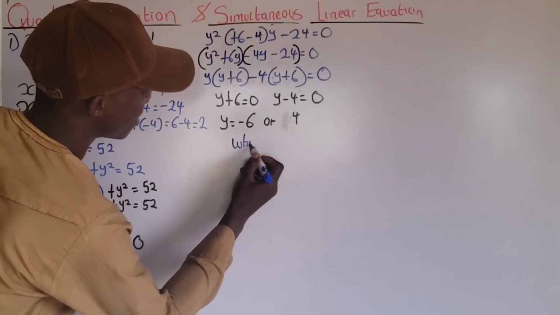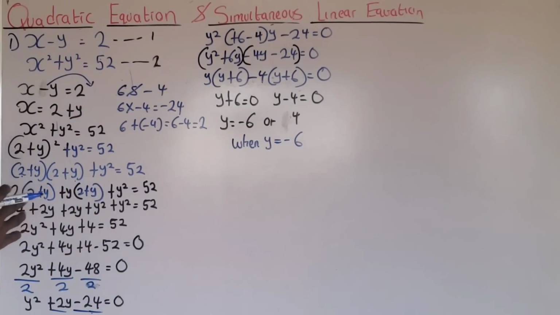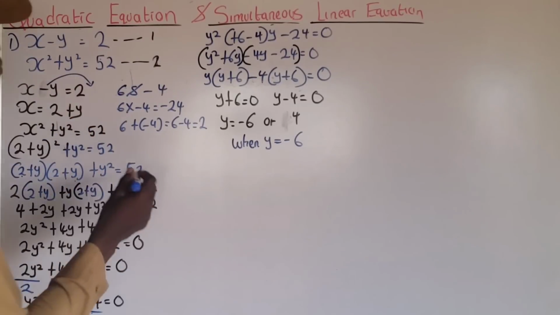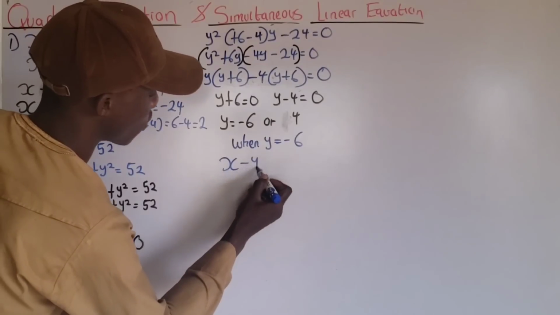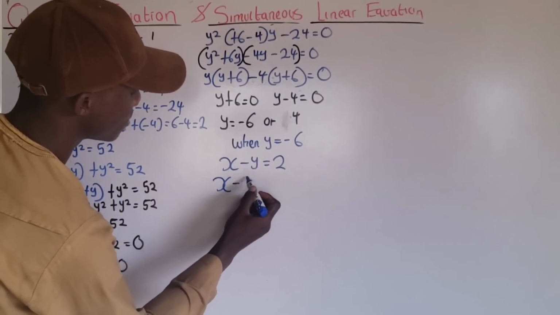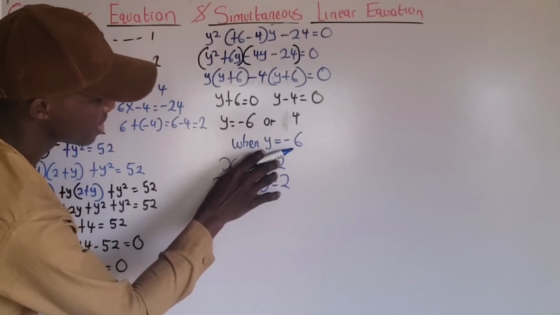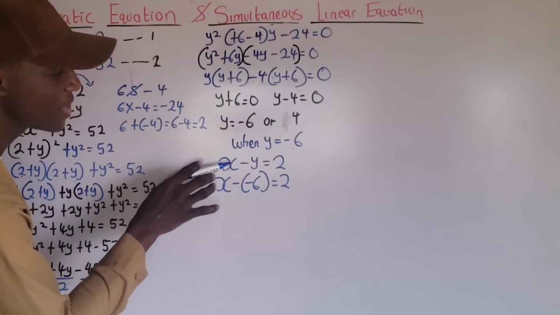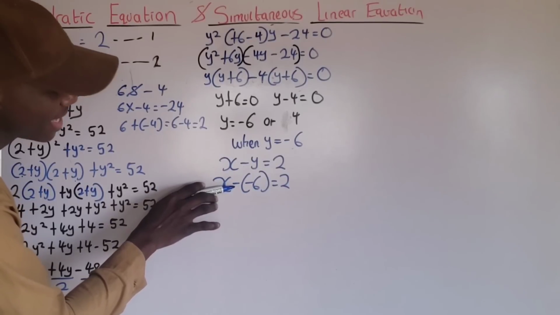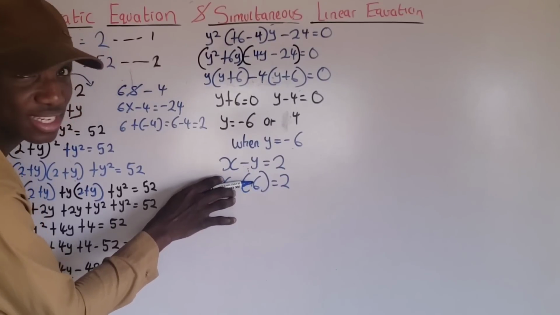When y is equals to negative 6, what would be the value of x? You just have to substitute the value of y into the first equation. The first equation is x minus y equals to 2. So when y is negative 6, the value of x will be x minus into bracket minus 6 equals to 2. I want you to pay attention, okay? Look, y is negative 6. And the y that we have in equation 1 already has a negative. That negative is this. You understand? Okay, so I'm bringing negative 6 into this equation. That means I'm going to have another negative. That is negative 6. You understand?